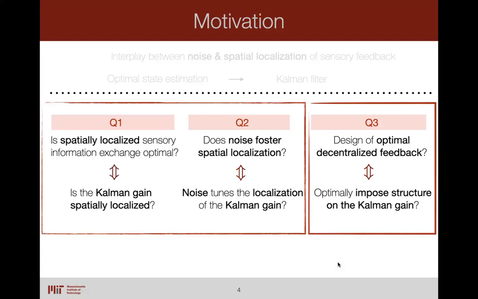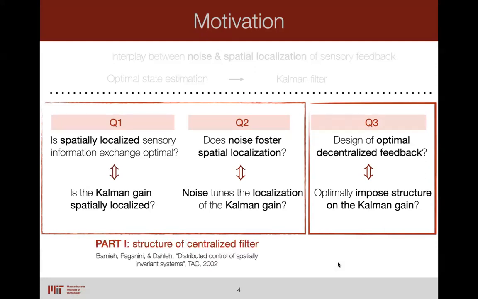So I divided the talk into 2 parts. The first part will really be about the structure of the centralized Kalman filter, and some of the proof techniques will rely on this paper that I cite here on distributed control of spatially invariant systems. I will really not go through the proofs today. Rather than that, I will just try to give you the high-level intuition of where the results come from and how to derive the results.